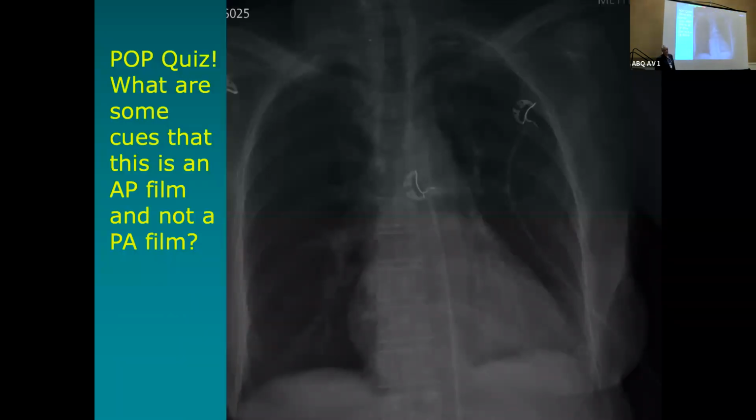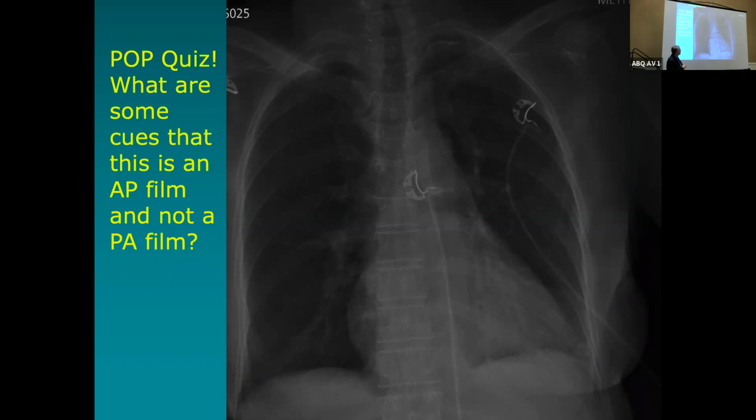Now this right here is not. This is actually an AP view, okay? What are some cues this is an AP view? Well, several cues on this one. Anyone want to be bold, be brave? Hearts, yep, it's same right here.